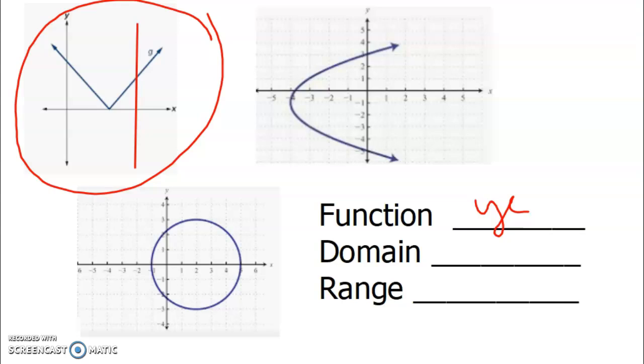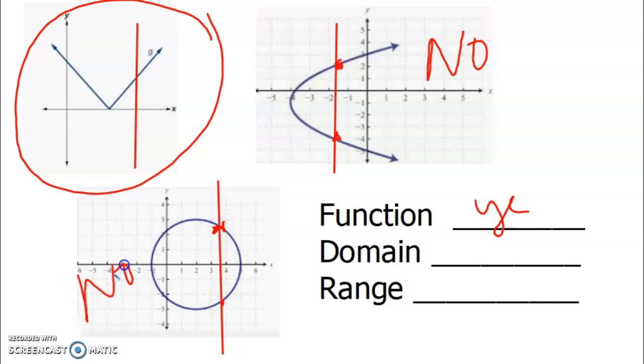Now if I were to do a vertical line test on this one, you can see that it intersects 2 times. Well, the vertical line test tells you one time and only one time, so this would not be a function. We can go ahead and check this one here with the circle, and this one too intersects 2 times, so because it intersects 2 times, it is not a function.